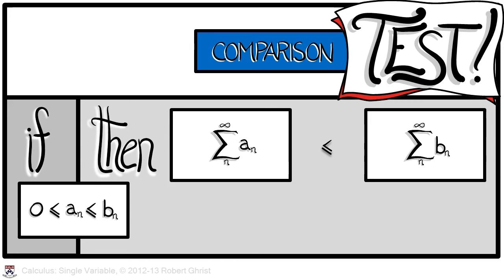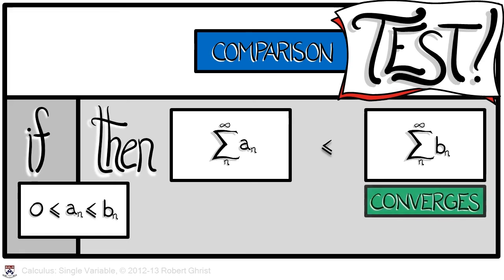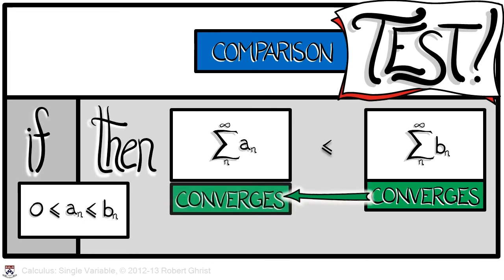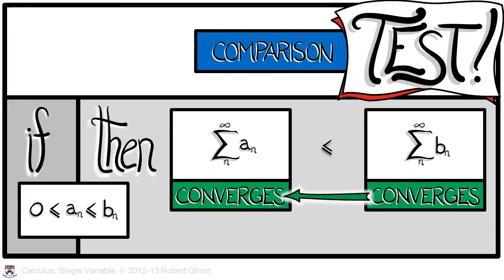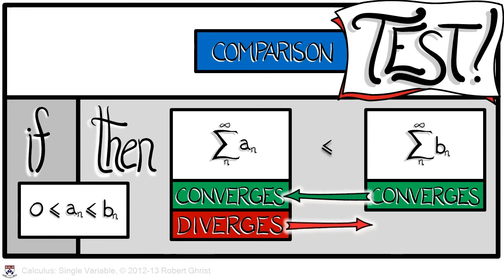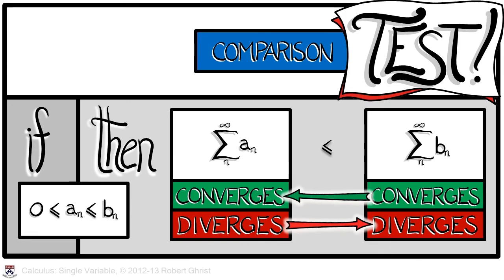Well, because all the terms are positive, if the larger of the two series converges, then the smaller one must converge as well. Now, the converse of this is not necessarily so, but the contrapositive is: if the smaller series diverges, then so does the larger.